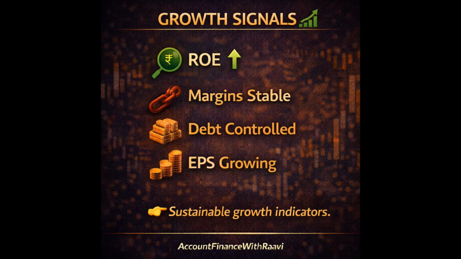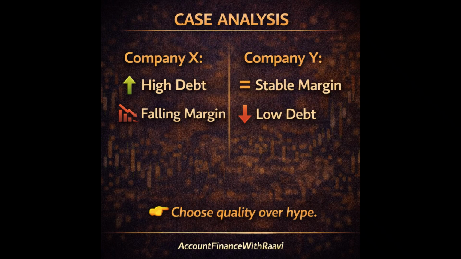Similarly, we can also use ratios to identify the growth signals. If you observe the most common growth signals, if a company's return on equity is increasing, we can consider that it is a growth indicator for a company. If the company's margins are stable, we can assume it as a growth signal, nothing but the growth element. If a company has controlled debt, then it is a growth signal. And if the EPS of a company is growing, then it can be considered a growth signal. So these are certain growth signals which we can compute by using the ratios.